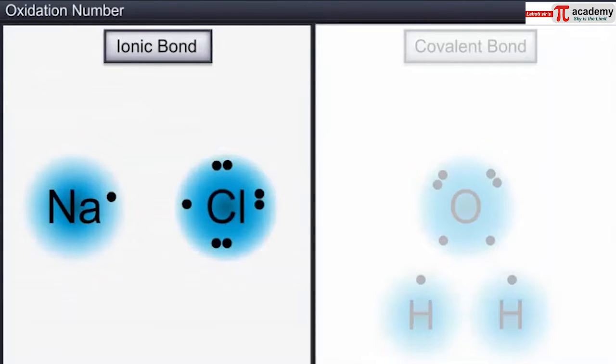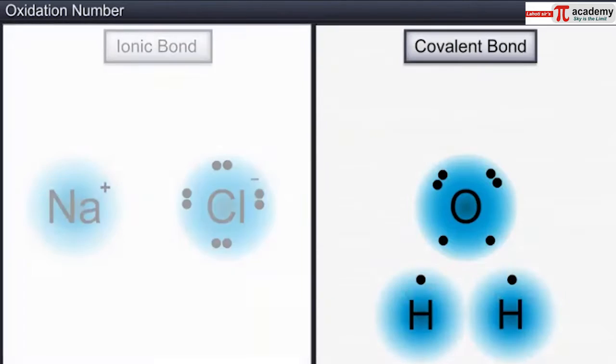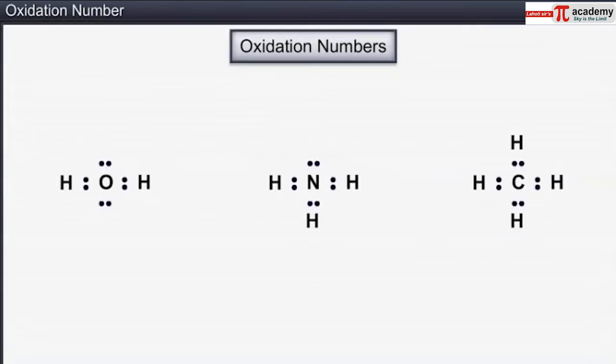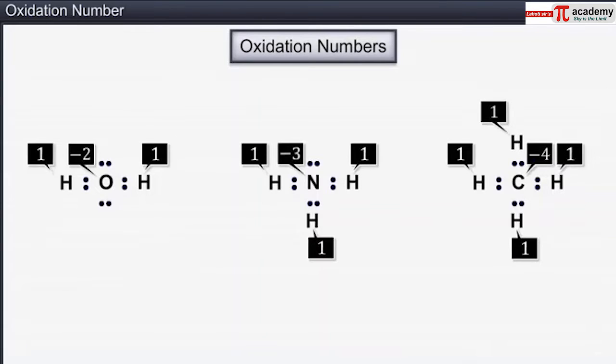Unlike ionic bonds, a complete electron transfer does not occur in covalent bonds. Instead, there is a partial transfer of electronic charge. This is known as an electron shift. In order to track the electron shifts occurring in covalent compounds, scientists came up with the concept of oxidation number.